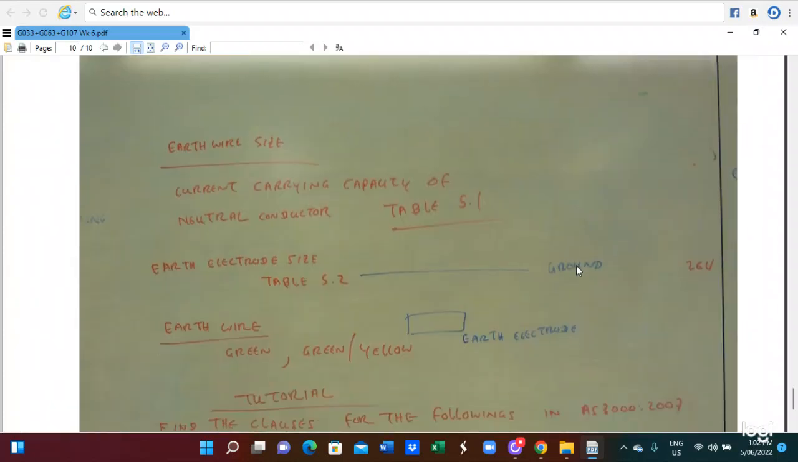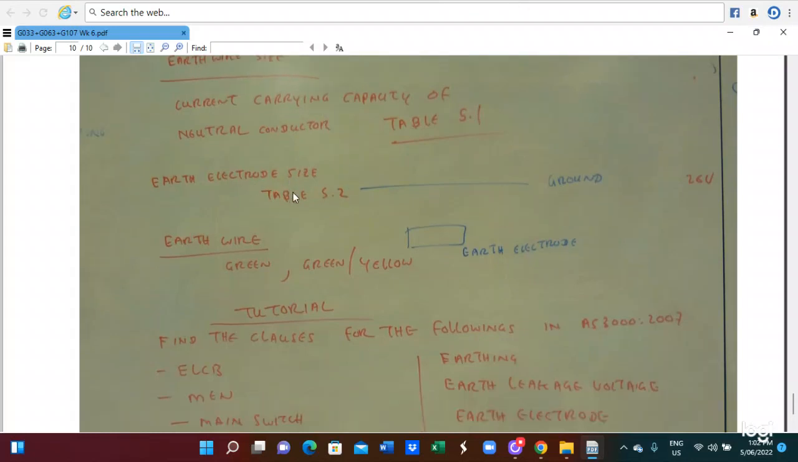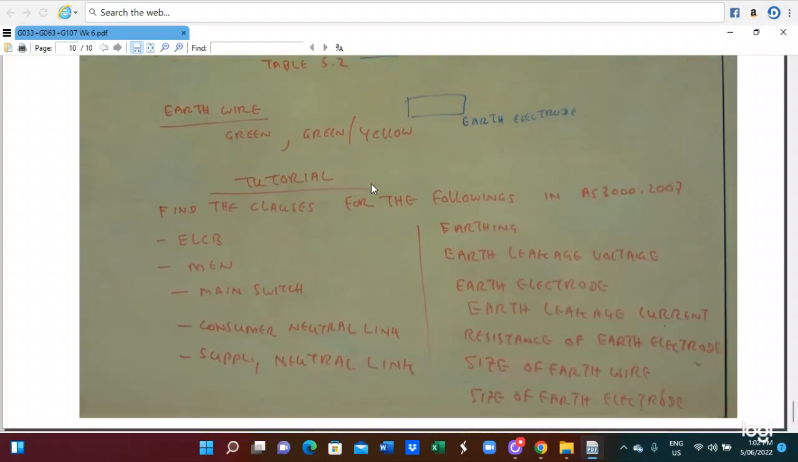The earth wire size depends on the current carrying capacity. In this case, we have to apply Table 5.1 of AS/NZS 3000. Depending on the current carrying capacity, neutral wire and earth wire, we have to select the earth wire size. For the conductor size, we have to follow Table 5.2 of AS/NZS 3000. The earth wire can be green and yellow, green or the green-yellow combination. So this is the electrode. Then you have to do the tutorial.